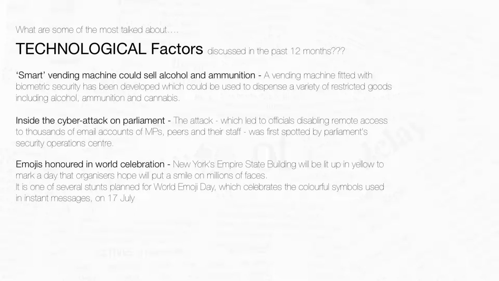Emojis honoured in world celebration. New York's Empire State Building will be lit up in yellow to mark a day that organisers hope will put a smile on millions of faces. It is one of several stunts planned for World Emoji Day, which celebrates the colourful symbols used in instant messages, on the 17th of July this year.